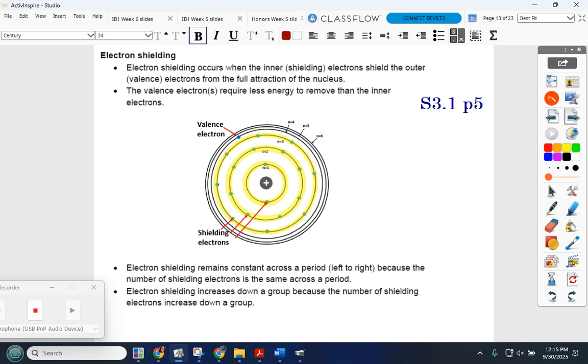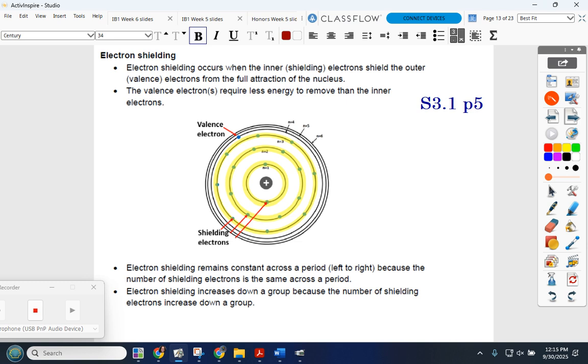Okay. So shielding as we go across from left to right within a period is going to stay the same because we have the same number of core electrons. We're just changing the valence electrons. Okay, so we're keeping the shielding the same, but we're increasing our protons. Okay, so that is why we are getting a stronger force of attraction between the protons and the outer electrons as we go from left to right.